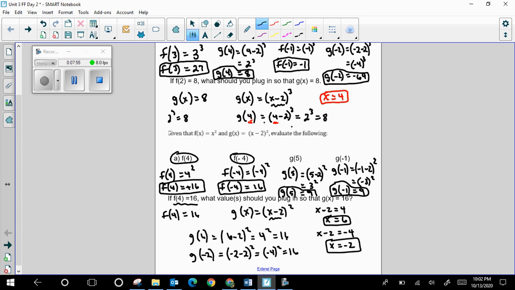So the key there is, since you're squaring the number, I can put in two different values of x into that g function, and I can still get the same output of positive 16. Alright, so that was just kind of a separate little concept of what we're going to do next.